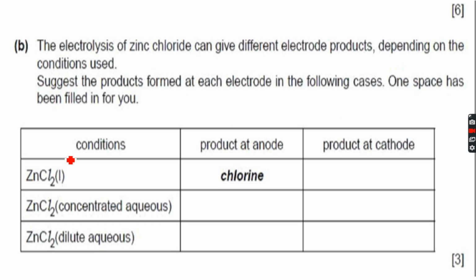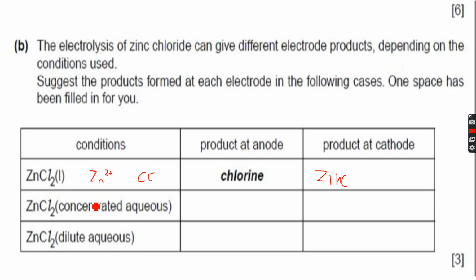So ZnCl2 liquid is molten ZnCl2. So we'll have no ions apart from Zn2+ and Cl-. No ions apart from them. So obviously chlorine at the anode and zinc at the cathode.